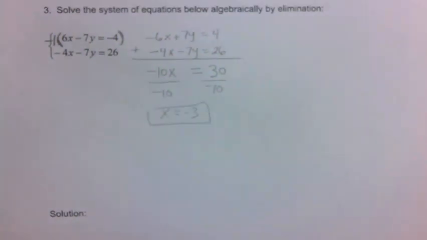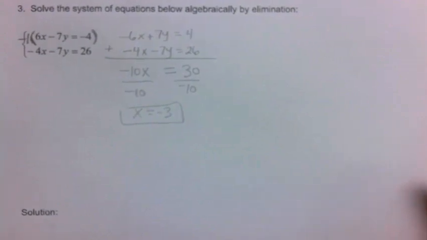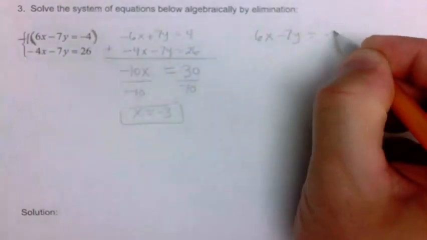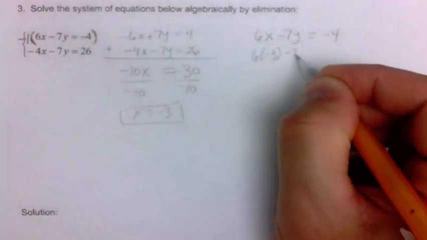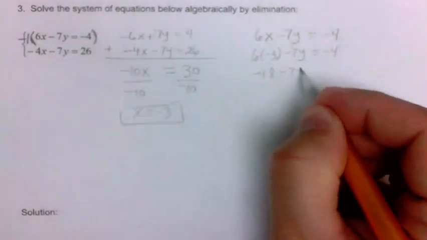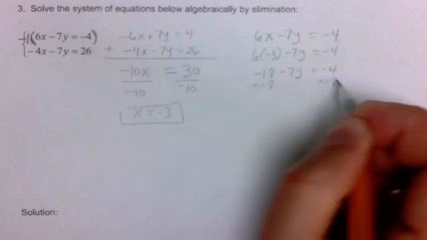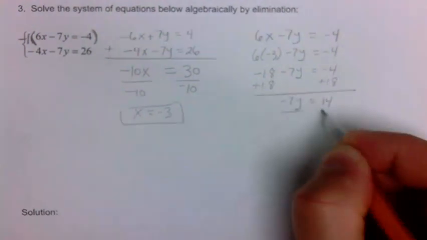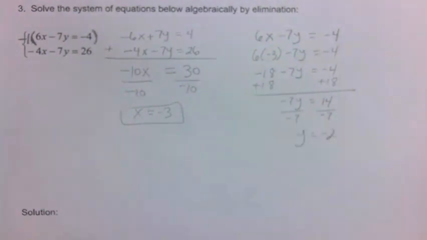Let's get the y value by using the equations in our system. So we're going to use the original equations. The first one was 6x minus 7y equals negative 4. X is negative 3, so 6 times negative 3 minus 7y is negative 4. That's negative 18 minus 7y equals negative 4. So we will add 18 on each side. Negative 7y equals positive 14. And if we divide each side by negative 7, then y must equal negative 2.